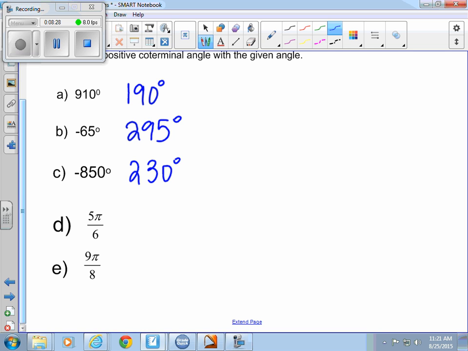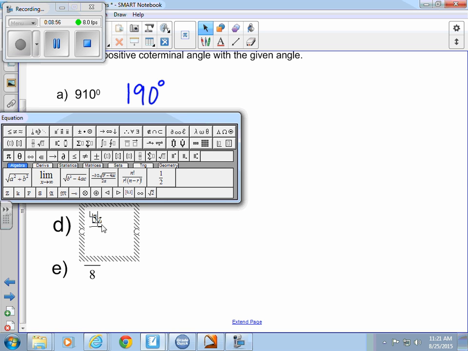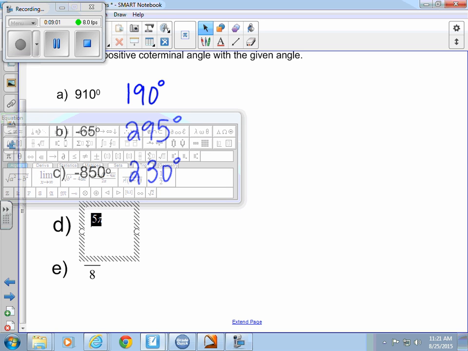5 pi over 6. That's a bad question because that is already the least positive, so I'm going to change those problems. I could find another positive one. If that really was the question, that is the answer. Was that over 6? Yes.